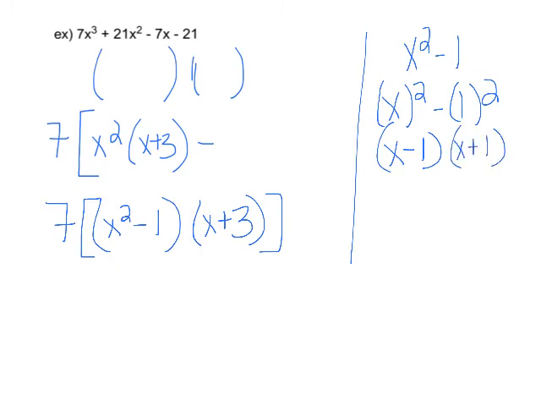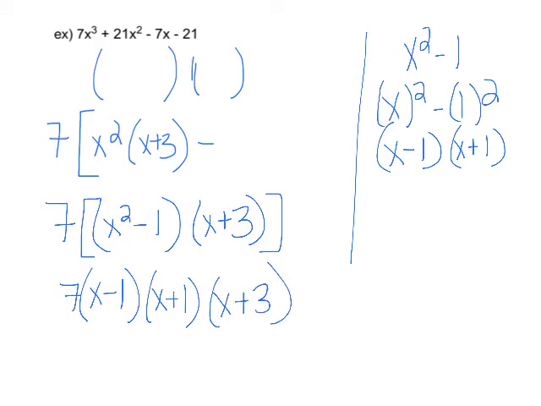So I could rewrite my polynomial as 7 times x minus 1 times x plus 1 times x plus 3 as my final answer.